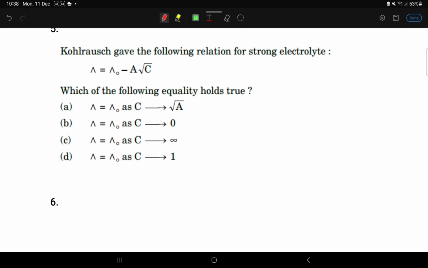Kohlrausch gave the following relation for strong electrolyte, lambda is equal to lambda 0 minus A root C. We know molar conductivity becomes equal to the limiting molar conductivity when the concentration tends to 0, at infinite dilution or at 0 concentration. So here concentration is 0. So our option is B.